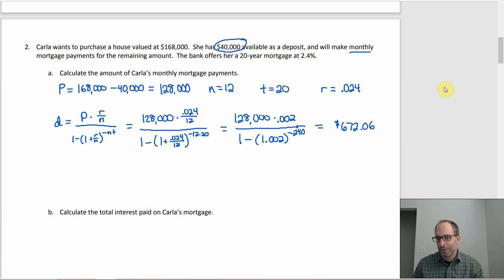Okay. There's the monthly mortgage payment. The total interest paid, it's hard to get that directly, but we could get the total payment because we know what the payment is per period. And if we have that 672.06, that's going to be 12 times a year for 20 years, so it should be that monthly payment times 240, basically. That would be our total payments. Then we can subtract the principal from that, and that'll tell us how much the interest is. So that's the way that you would do it.